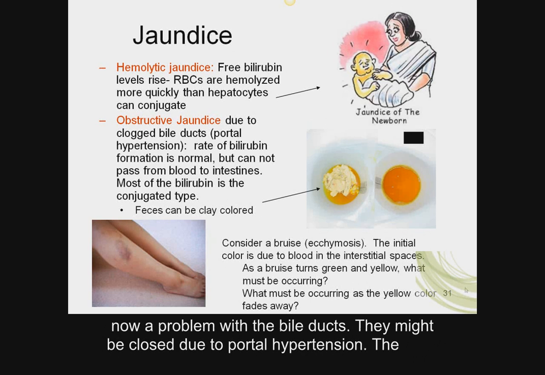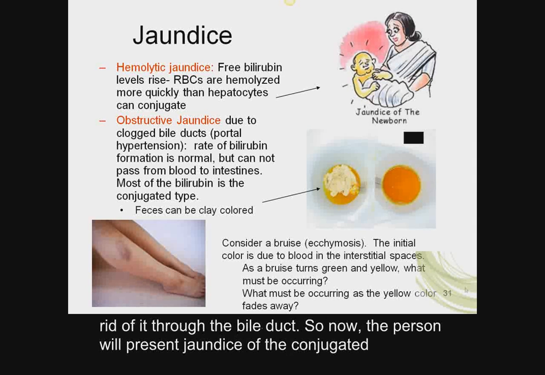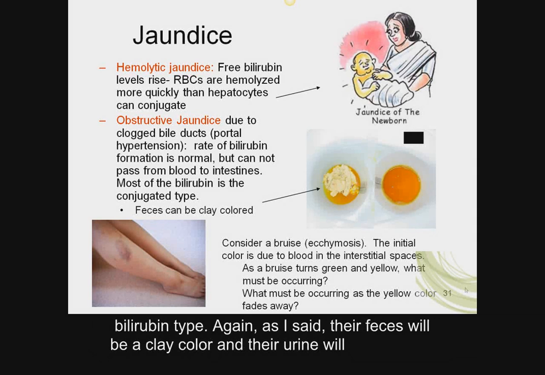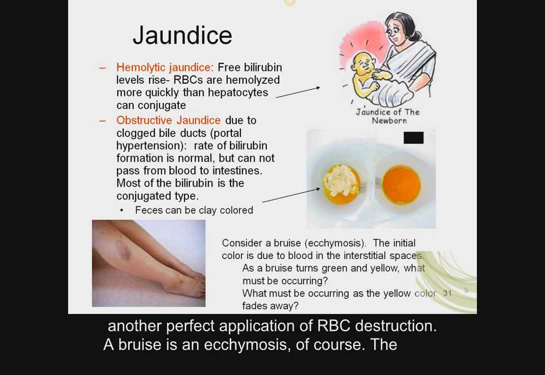In the case of obstructive jaundice, this is now a problem with bile ducts. They might be closed due to portal hypertension or a gallstone. The formation of conjugated bilirubin is fine. That's normal. The problem is getting rid of it through the bile duct. So now the person will present with jaundice, and it's from the conjugated bilirubin. Again, in this case, their feces will be clay-colored and their urine will be a bright orange, reflecting an increase in urobilinogen. That's shown in this picture.